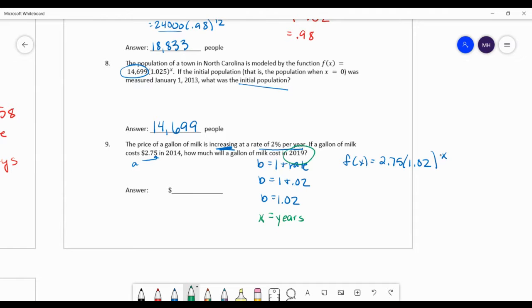So we need to check and see how many years have passed from 2014 to 2019. Well, that would be 5. So to answer the question, I need to plug in 5 for that value of X. So now I'm going to my calculator. I'm doing 1.02 to the power of 5 times 2.75, and I get 3.036, and we want to round to the nearest hundredth since this is money. So I would say 3.04.